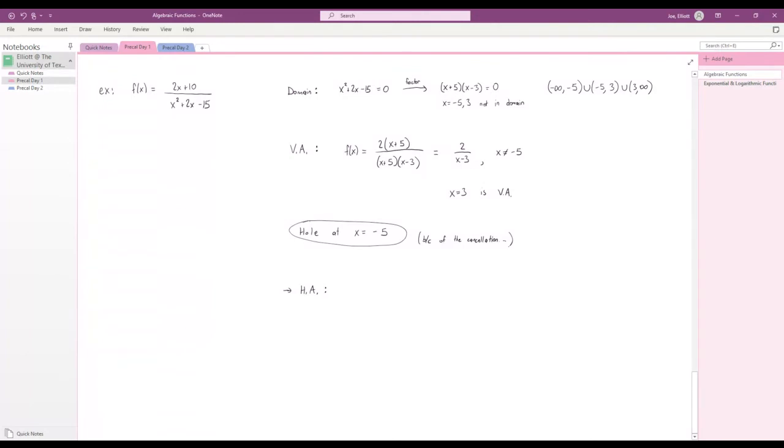The idea of the horizontal asymptote is you want to think about what is happening to your function when x is really far away from 0. So let's imagine x is approaching positive infinity. If it's a really large positive number, what does our function look like when x is a really large number?